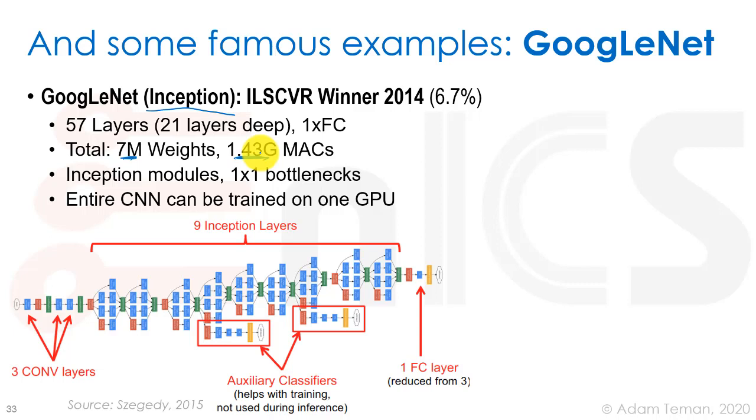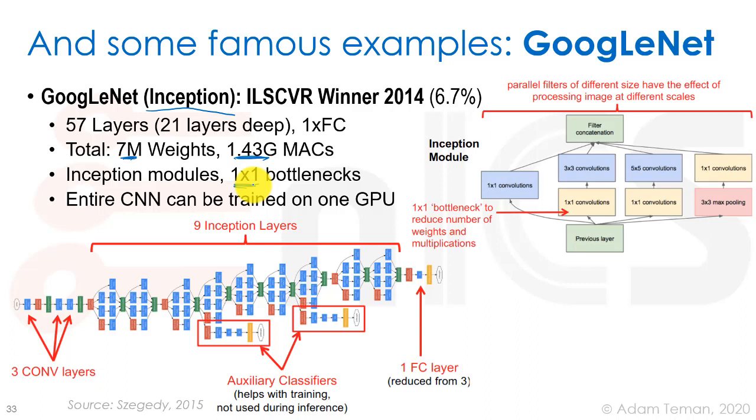It uses these things called inception modules with 1x1 bottlenecks. Okay, and the reason that Google did this is they wanted to train this thing on one GPU. So let's see what this inception layer is. We have a previous layer over here, and instead of running it through just one single filter, one single channel or route, we divide it into several parallel routes that it can go through.